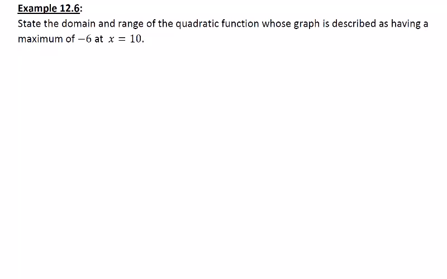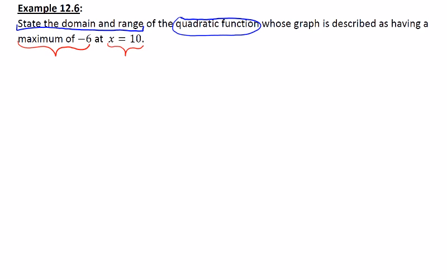In example 12.6, it says to state the domain and range of the quadratic function whose graph is described as having a maximum of -6 at x equals 10. So there's several things in here that are of importance to us.